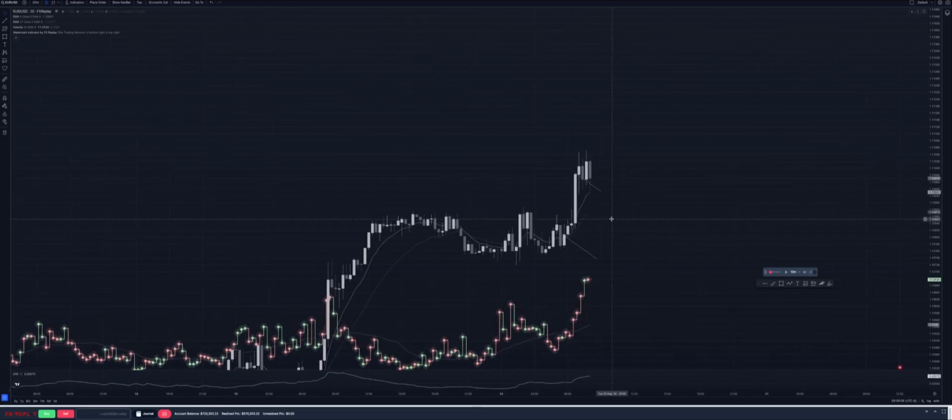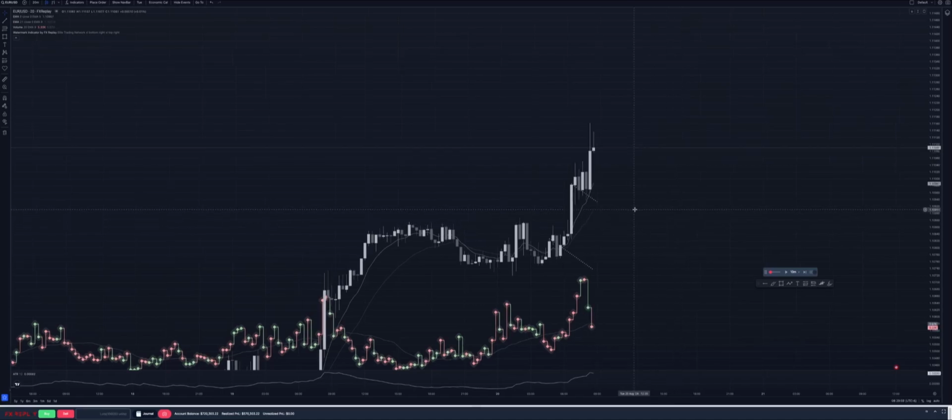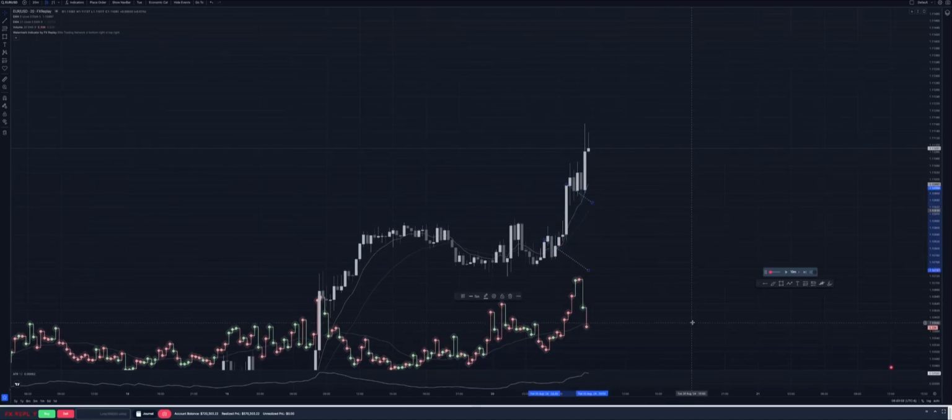It looks like news though. And that's why I didn't take it. Look at this price action. Okay, now we're getting, once again, a very bad market. Not trading.